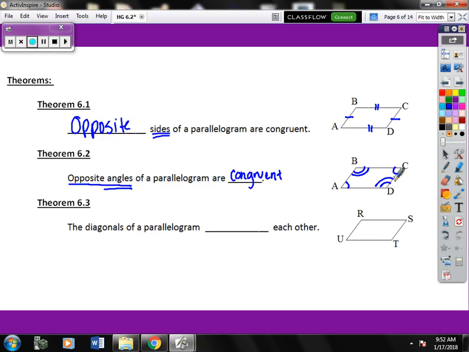And the diagonals of a parallelogram bisect each other. Who remembers what it means to bisect? Bisect. It's segment bisector, angle bisector. Anything to bisect. Noah? Good. Cut in half. Or cut into two congruent parts. In this case, it will be segments.